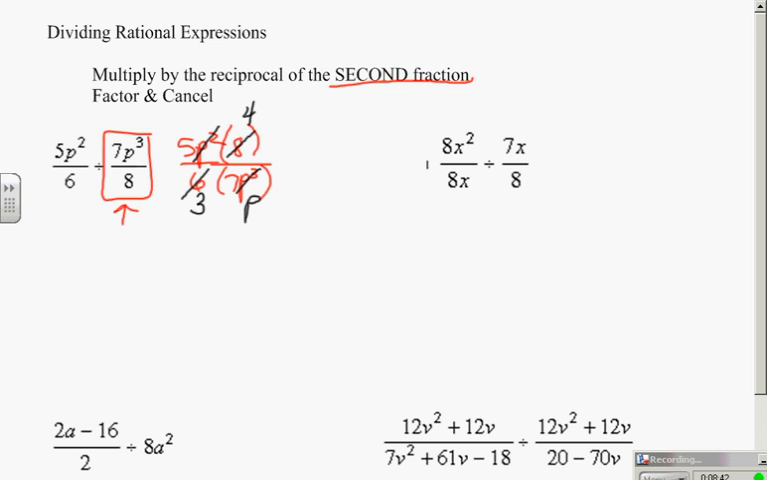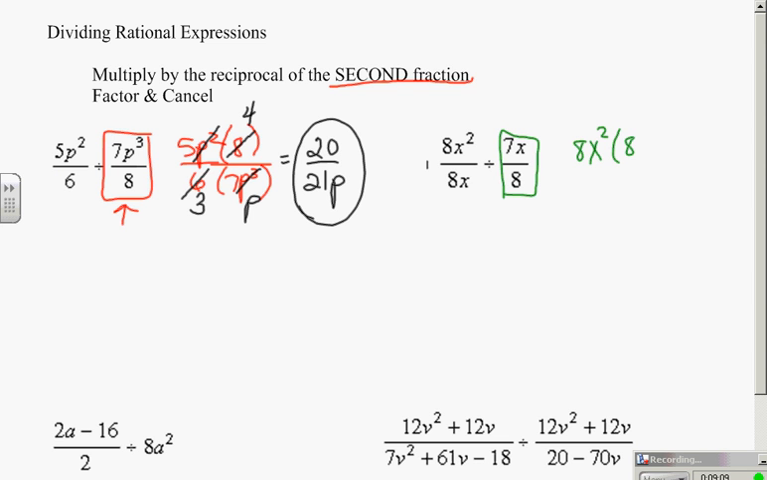Once I've turned it into that multiplication problem, it's just like the previous examples. P squared and p cubed will cancel, leaving p. 6 and 8 will cancel, leaving 4 and 3. And that leaves me 20 over 21p. I don't have any common factors, and I'm done. It's tempting to want to cancel here first, and it would technically be correct. I always wait until after I flip just to prevent making a silly, careless error.